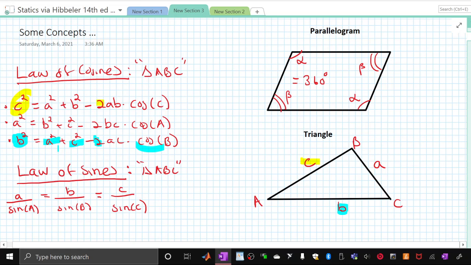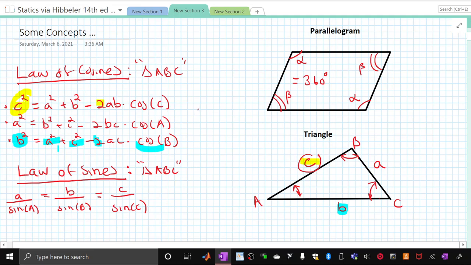So what does that mean? That side a divided by the sine of angle A has to be equal to side b divided by the sine of angle B, and side c over the sine of angle C, and all that has to be the same. So that ratio has to be constant in any triangle.